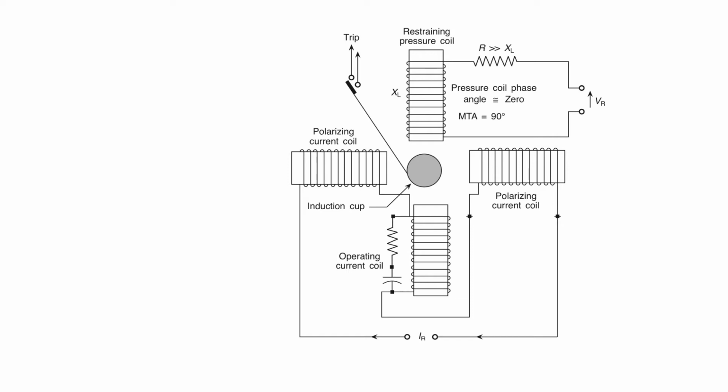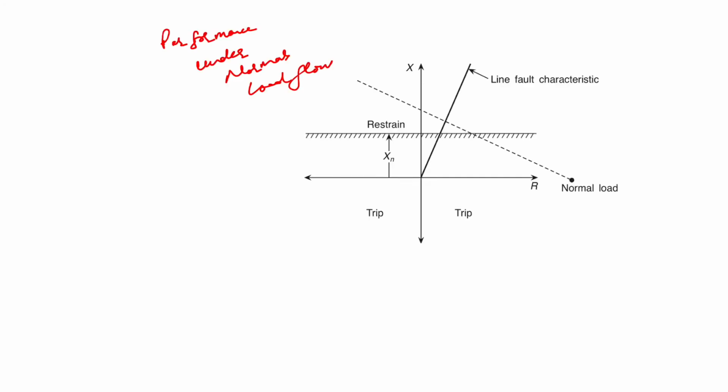So this 4-pole induction cup structure has a very high torque to weight ratio and is a very sensitive measuring unit. Now we will discuss the performance of the reactance relay during the normal load flow. As you have seen from the diagram, the relay occupies all the area below Xn on the R-X plane.